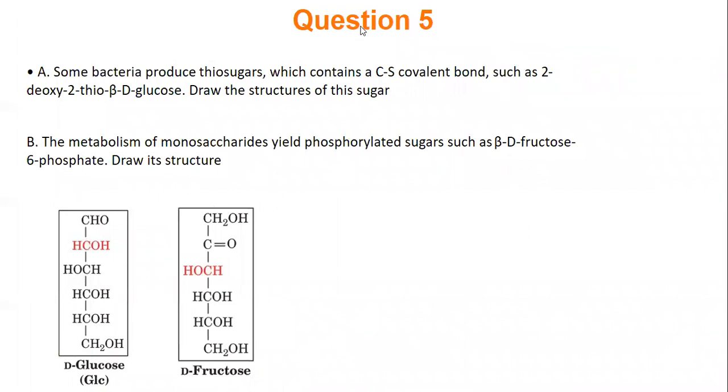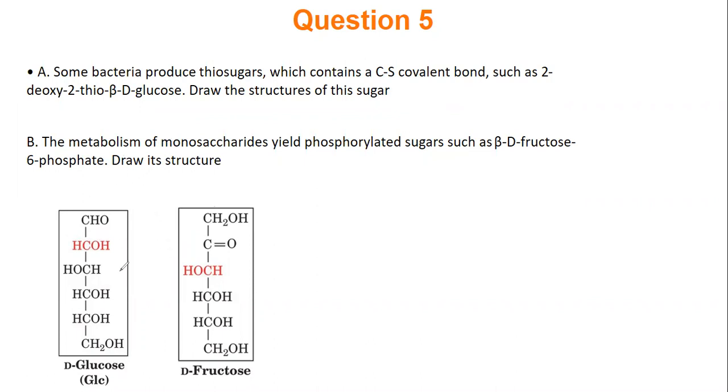And so here are some questions. So again, please pause and try this before you watch the answer here. A, some bacteria produce what are called thiol sugars. A thiol sugar has a carbon-sulfur covalent bond, such as 2-deoxy-2-thiol-beta-D-glucose. Draw this structure. Well, the first thing we have to do is, well, I was going to say we would have to draw it in the ring form, but that's actually not the case.